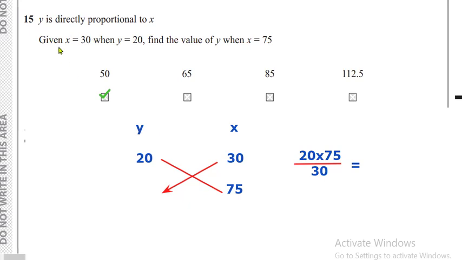Okay. Now, as we said, y is directly proportional with x. This is y, this is x. When x is 30, y is 20. Find the value of y, which is this one. When x equals 75, we use the x method by multiplying these ones and dividing by 30, and I got 50 for the answer of this question. And this is how you answer a question like this.